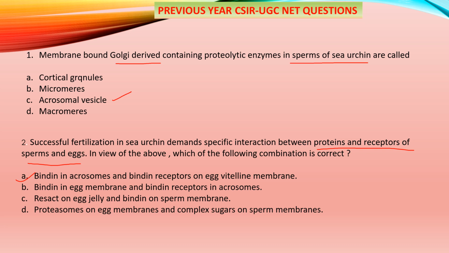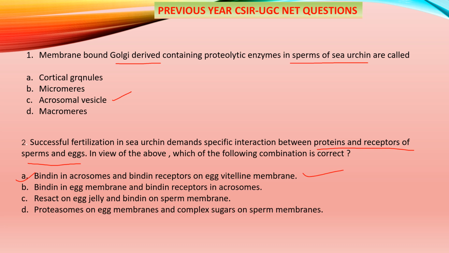Okay, so for successful fertilization, it depends on the interaction between the sperm and egg, and how they bind. The bindin, which is present in the acrosome of the sperm, binds to the receptor, the EBR1, which is present in the egg's vitelline membrane. So it will be the correct answer.